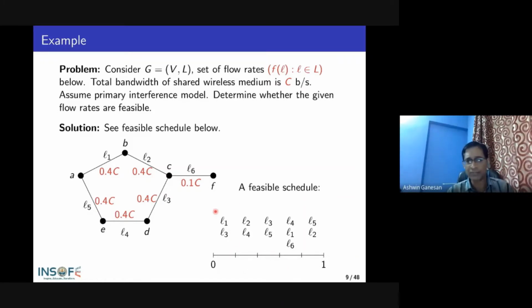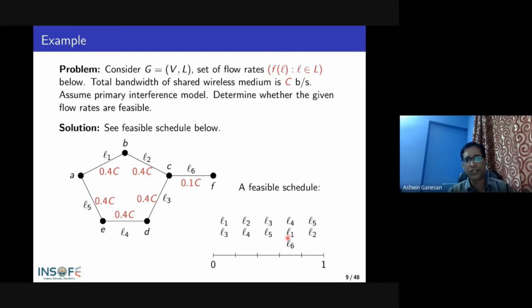In the first time slot, both L1 and L3 will transmit. Each one of them will transmit at full blast at c bits per second. And that's not a problem because L1 and L3 is a matching in this graph. And therefore, L1 and L3 is a set of links that can be simultaneously active. So here's a schedule. In the second 20% of every unit of time, links L2 and L4 would be active. So you basically rotate L1 and L3 by 1 unit, and you get a schedule.